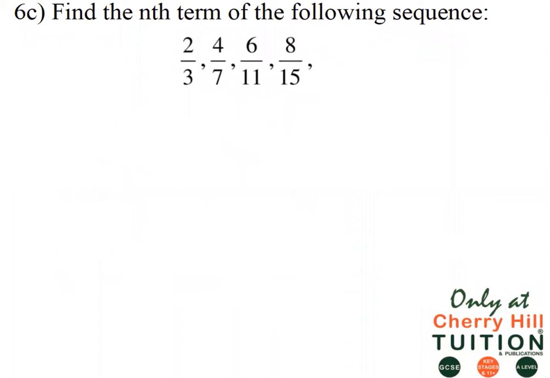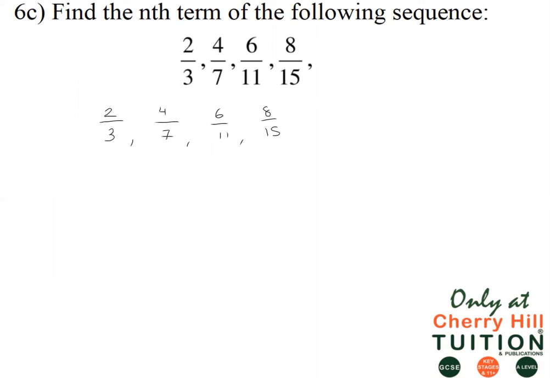Question 6C, find the nth term of the following sequence. Now this might look complicated, but it's actually very straightforward. So let's go ahead and do this question. We have 2 over 3, 4 over 7, 6 over 11, and 8 over 15. We use the exact same method as we did in the previous question, but the only difference is that we will have 2 nth terms that we will put together to have one overall nth term for this sequence.